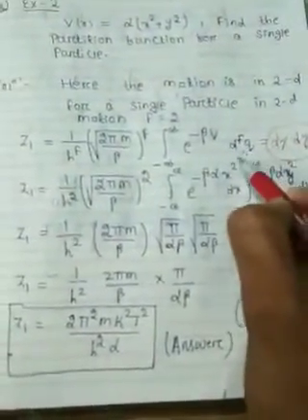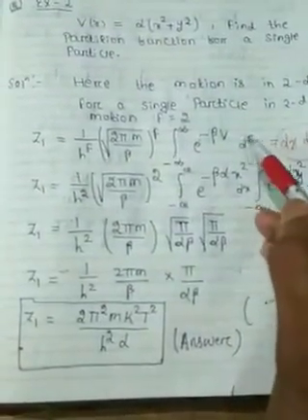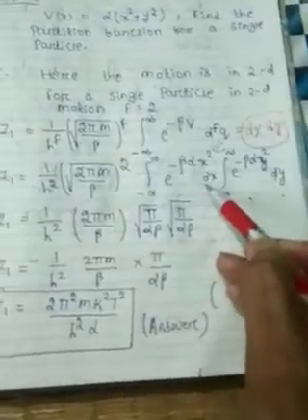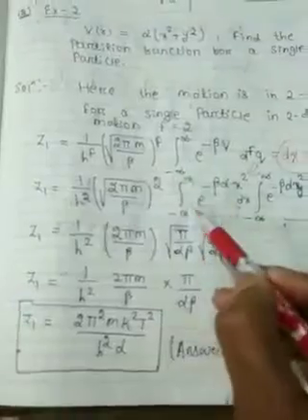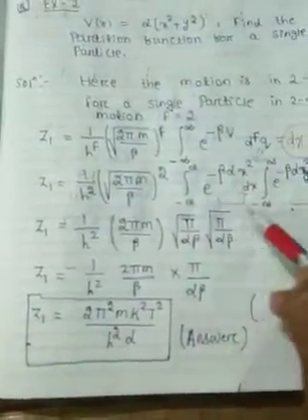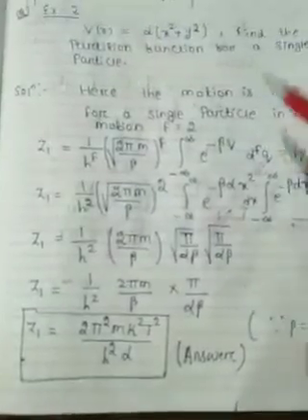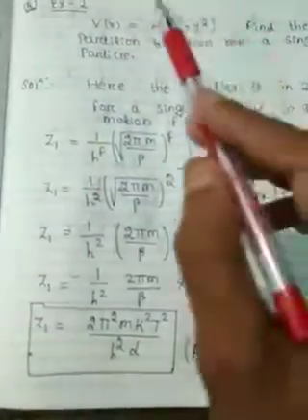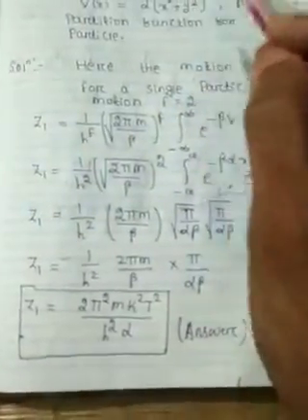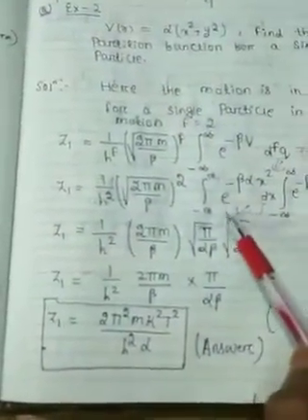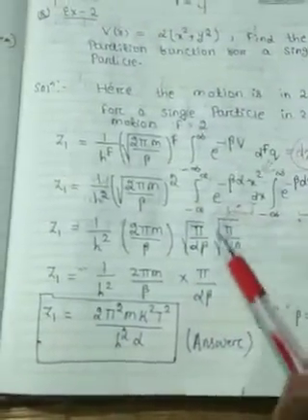Now I am separating the variables in terms of x and y, so this will be the expression, and this is known as a Gaussian integration. The result of the Gaussian integration is that the integral from minus infinity to plus infinity of e^(-ax²) dx is equal to √(π/a). So this integral will change to √(π/αβ), √(π/αβ).